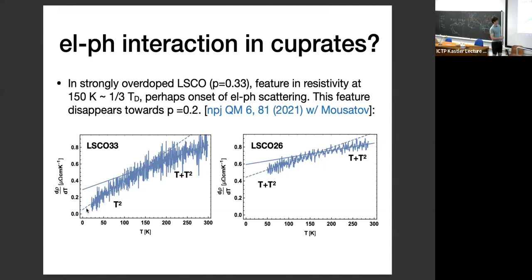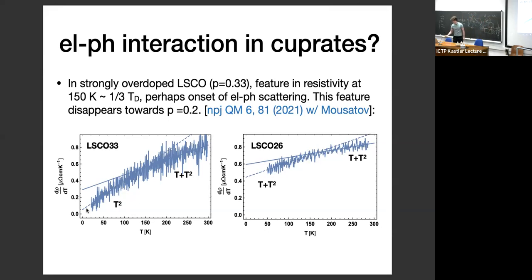And so if you keep going, you can do these plots. And actually what happens is that this kink survives. It remains at roughly the same scale, at the same temperature, but it gets smaller, okay? And that's because at low temperatures, a T-linear term starts appearing, okay? And so that's why at low temperatures, it goes up. And eventually the kink disappears at around this doping.